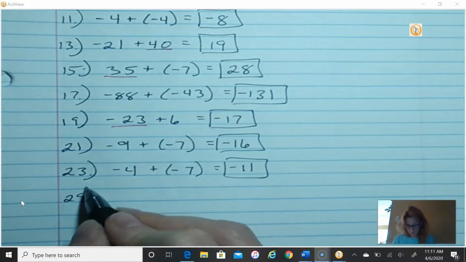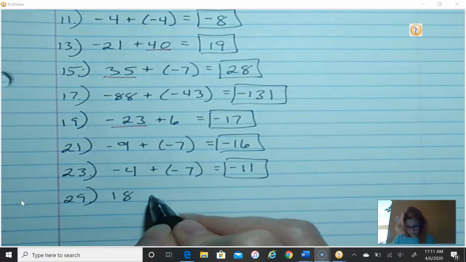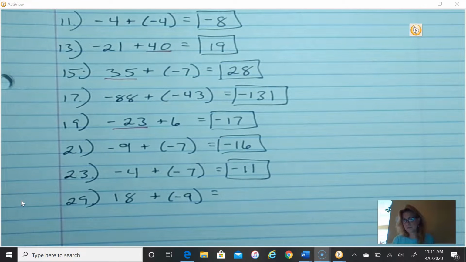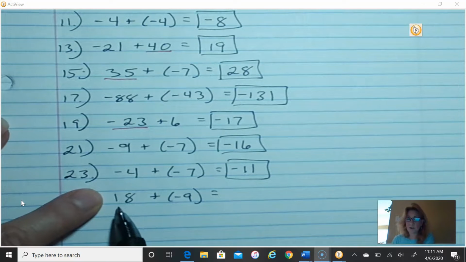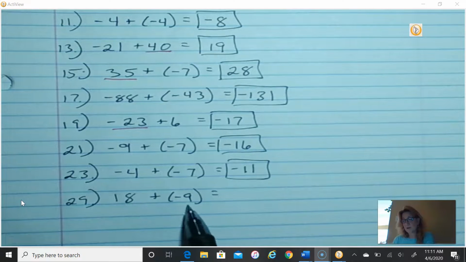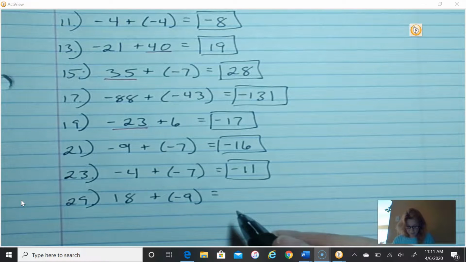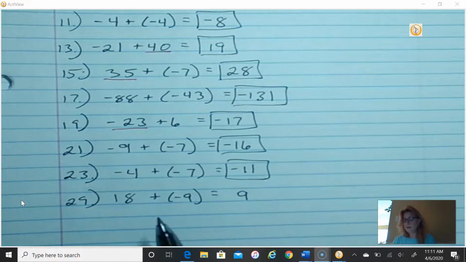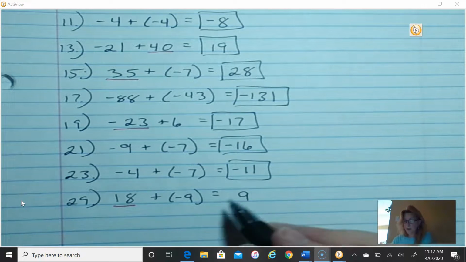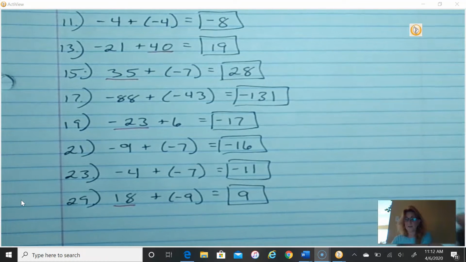Okay, I'm going to skip to 29. This is our last one. 18 plus negative 9. All right, that is a positive 18. Please don't let that mess you up. There's no sign in front of there, so therefore it is positive. That's a negative 9. The signs are different. That's positive, that's negative, so you subtract. If the signs are different, you subtract and take the sign of the largest digit. The largest digit is 18. It is positive, therefore your answer is positive.